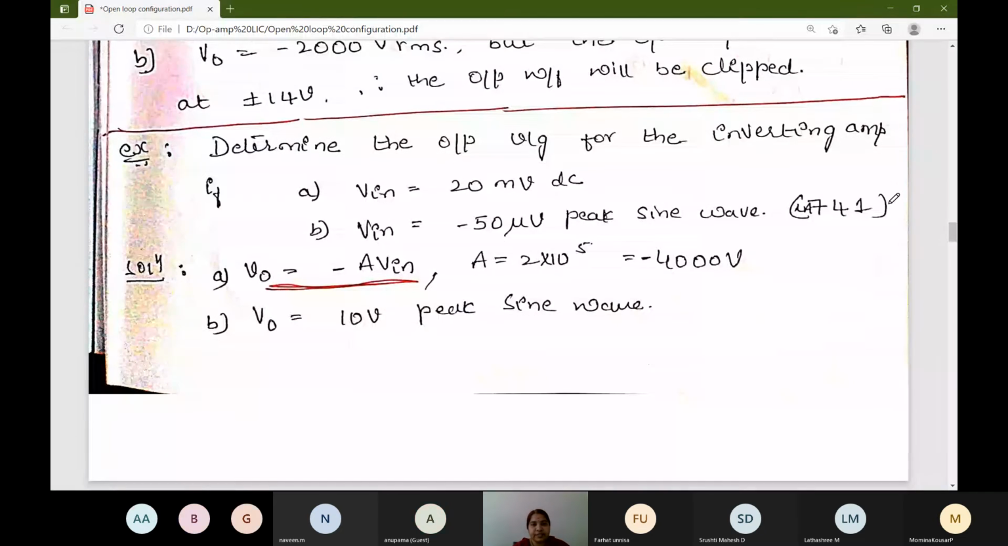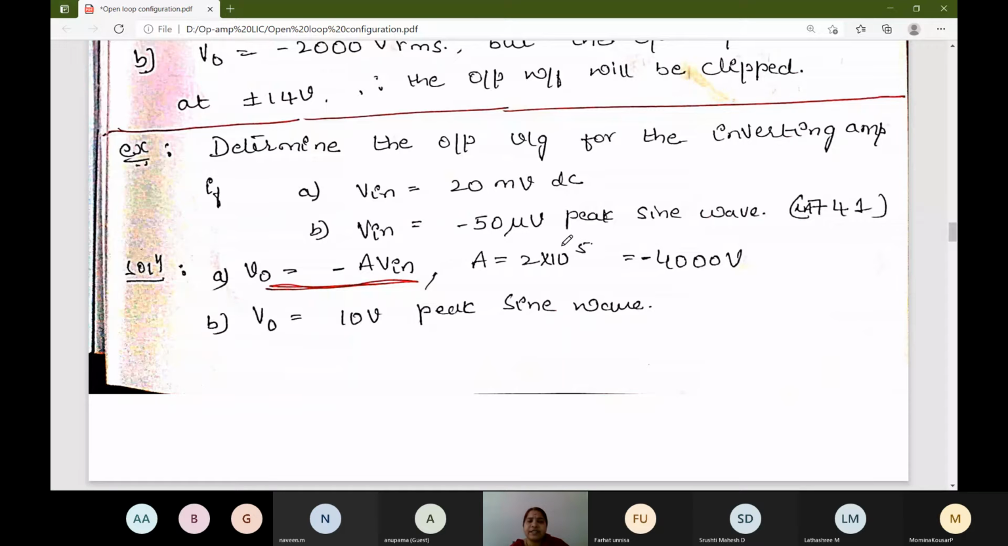For seeing the waveform, we'll see one more problem also. Determine the output voltage for the inverting amplifier. Okay, this is for the inverting. The first one was for differential. For differential we'll have both the inputs, V in 1 and V in 2. For inverting, you'll have only one input. That will be for the inverting terminal. Non-inverting will be grounded. That you have to remember. And V in is 20 millivolts. That is the first case.